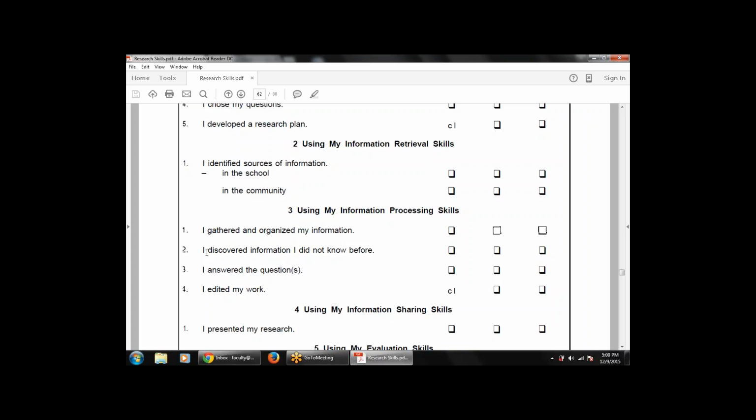I gather the information, I believe the information, I discover the information, I answered the question, I edited my work. These are the very questions that are part of the self-evaluation. And there are three options: very easily, easily, and very difficult. So there are three parts by which we can change our attributes.